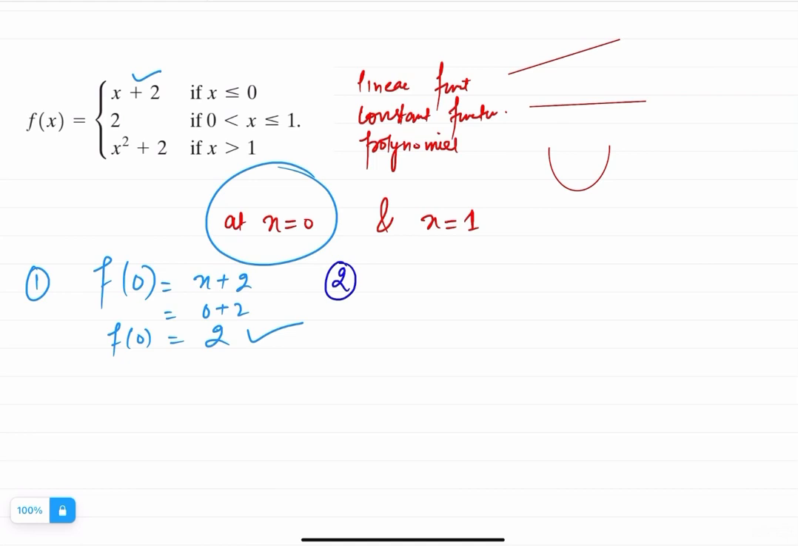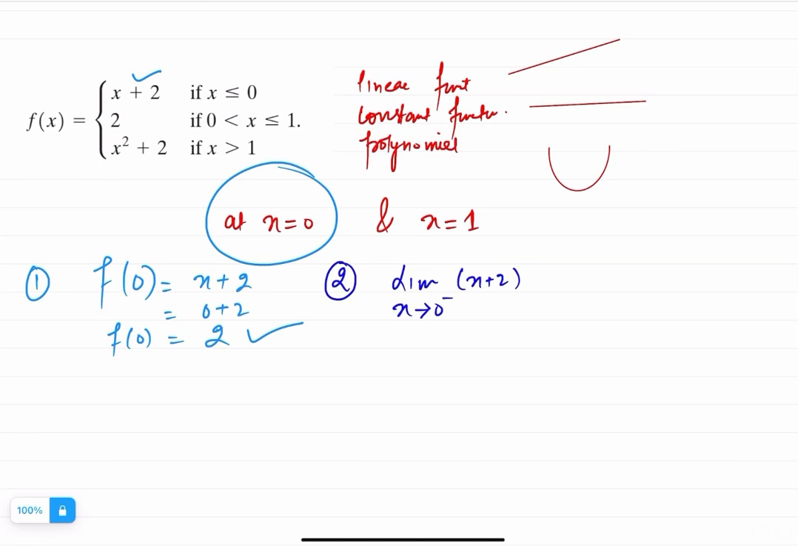does the limit exist when x is approaching 0 from the left hand side and x is approaching 0 from the positive side? Or we can say, does the limit exist when x is approaching 0? If we want to check the limit, we will have to find the limit from the left hand side and that of the right hand side. Limit x approaching 0 from the negative side. From the negative side, we're taking the values that are lesser than 0. So for this, we will take the function x plus 2.